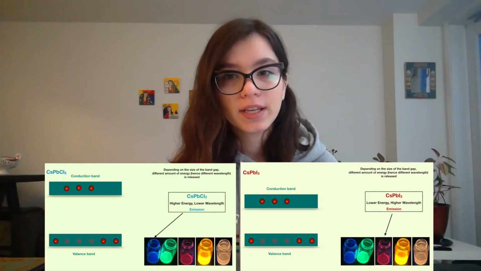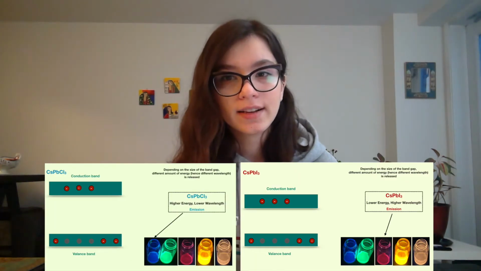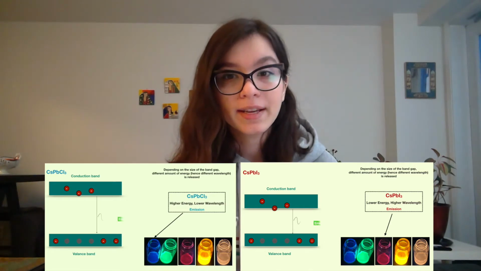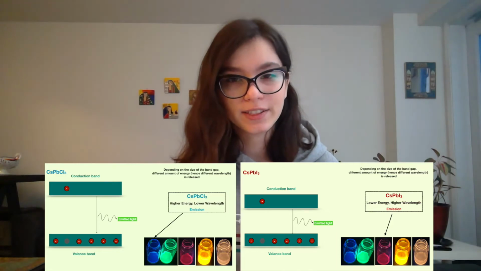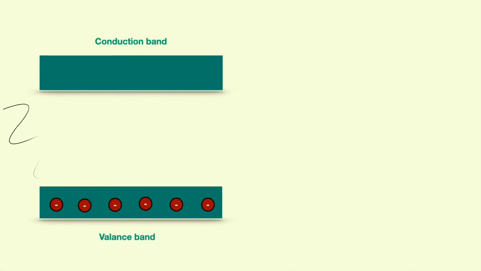For example, here you can see that if the anions change from chloride to iodide, the band gap will be different since they have a different number of orbitals and electrons. Upon photoexcitation, the electrons from the valence band are going to be excited to the conduction band. With this event, there will be free electrons in the conduction band and holes in the valence band.